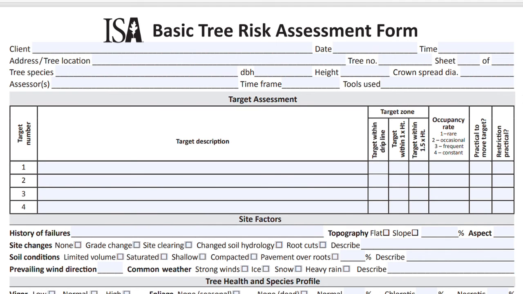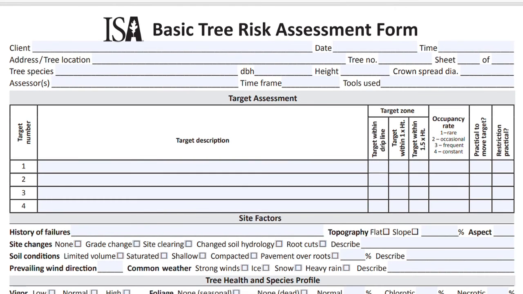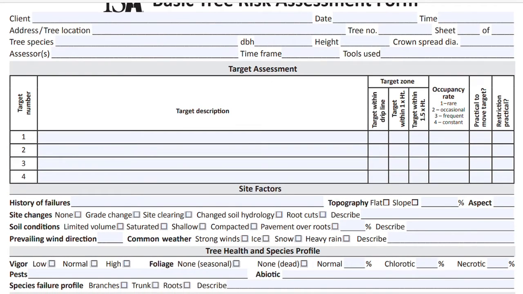After we are done with the tree site evaluation, we are going to do a tree risk assessment, where we look for the hazards that could be caused by trees. For this tree risk assessment, we are going to use the basic tree risk assessment form. It covers basic details of the tree: the species, location, and date.